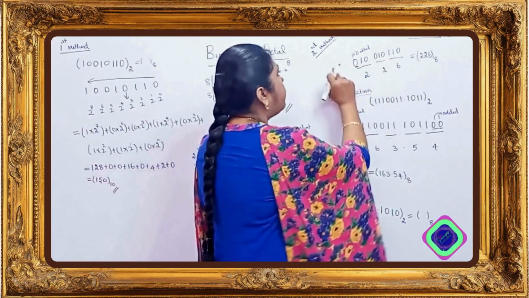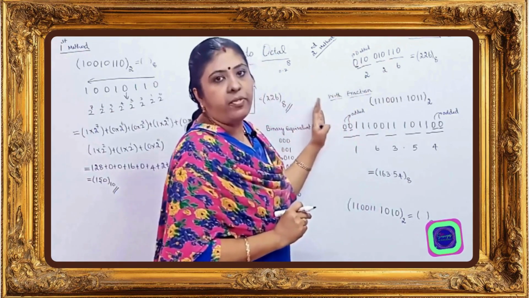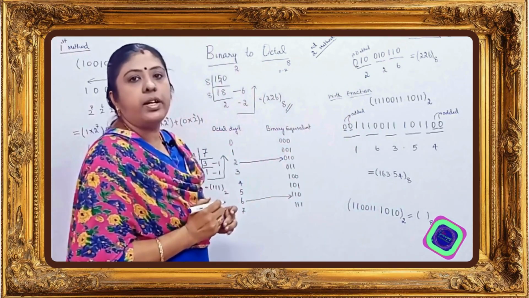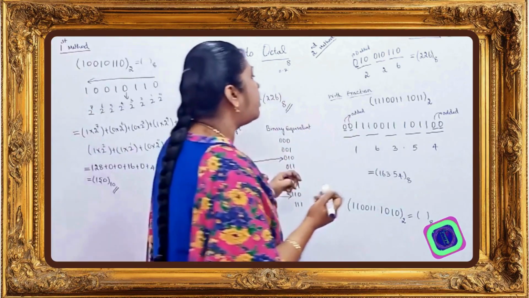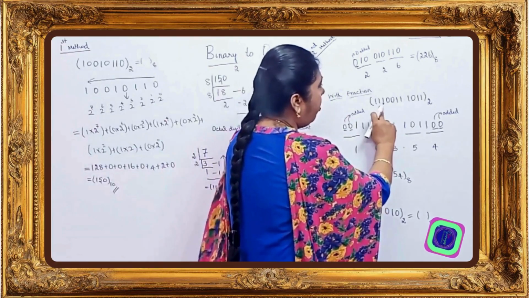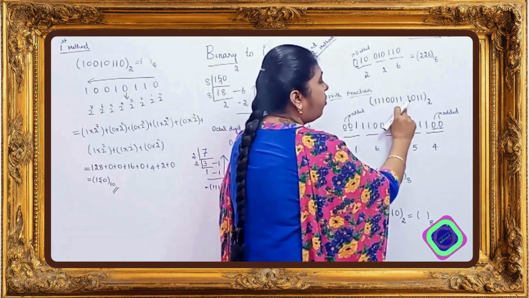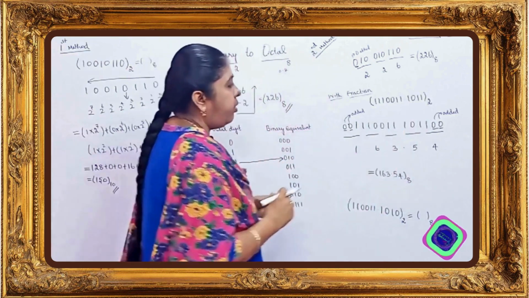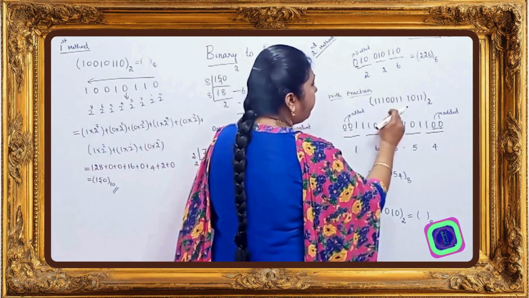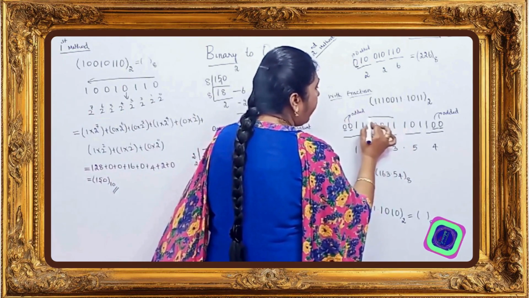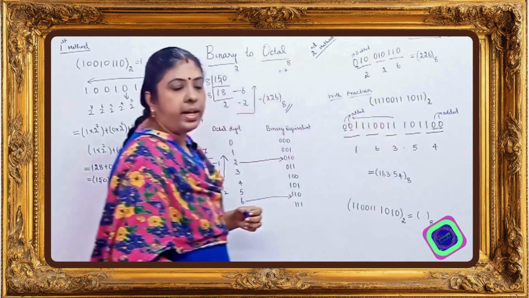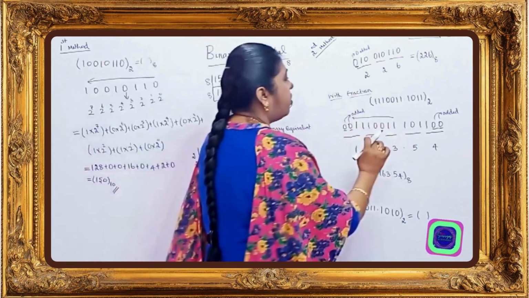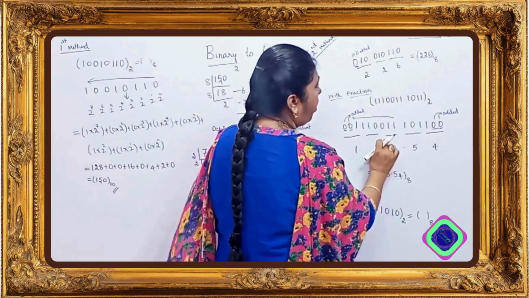And then next, in the grouping method, how can we convert a number with a fraction into octal? Consider an example, 111.0011.1011. For the integer part, I have already stated that starting from the right to the left, we have to group the bits by 3 bits. So here 0, 1, 1.